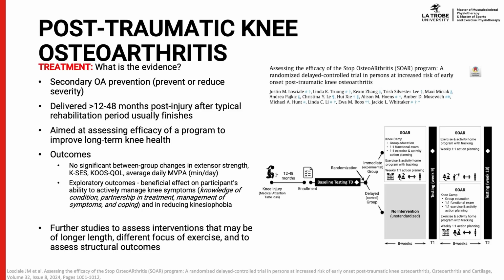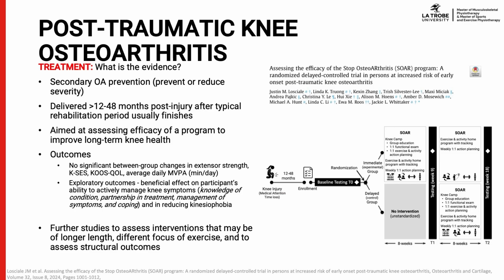For the evidence that we do have, there's been one clinical trial that's looked at secondary OA prevention. So again, to try and perhaps prevent altogether or reduce the severity of the disease process. This trial, called SAW, delivered a physiotherapy intervention between 12 and 48 months post-injury, so after that typical rehabilitation usually finished, and aimed at assessing the efficacy of a program to improve long-term knee health. The goal here is just understanding what actually works for these patients, not necessarily what treatment is better than another, because we just don't know what the best treatment is yet.